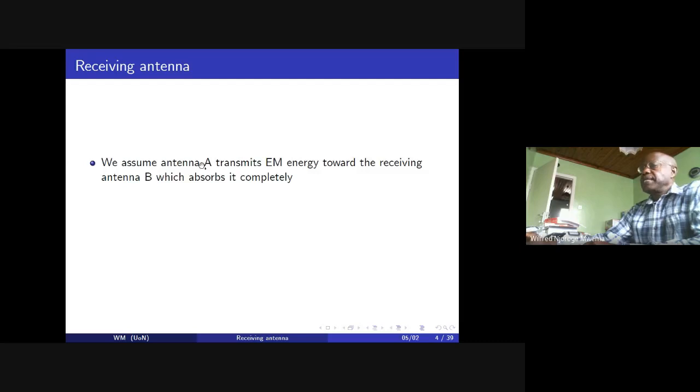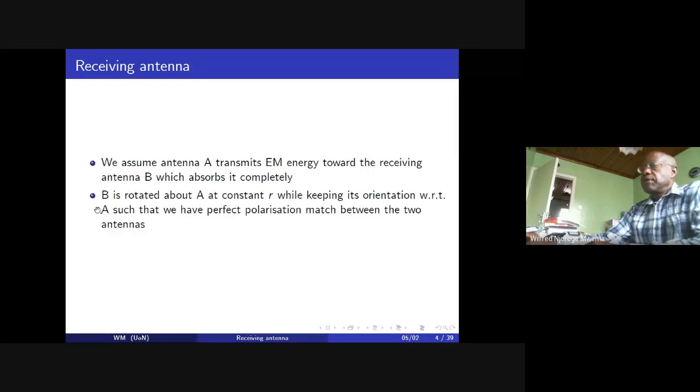So we assume antenna A transmits electromagnetic energy toward the receiving antenna B, which absorbs it completely. That is, there's no scattering; it just absorbs all the energy transmitted by A. Then B is rotated about A at a constant radius r, while keeping its orientation with respect to A such that we have perfect polarization match between the two antennas.